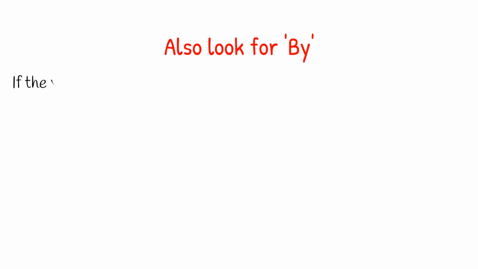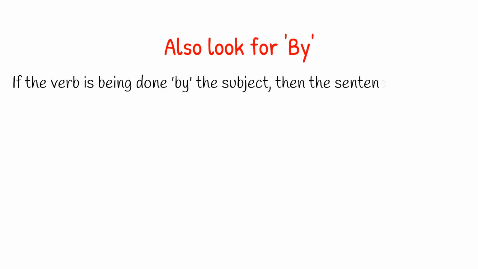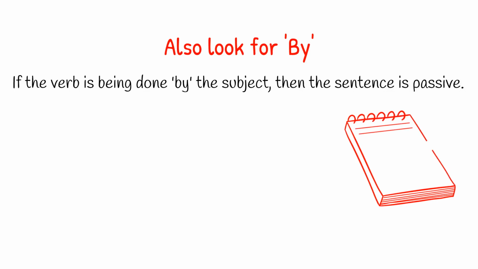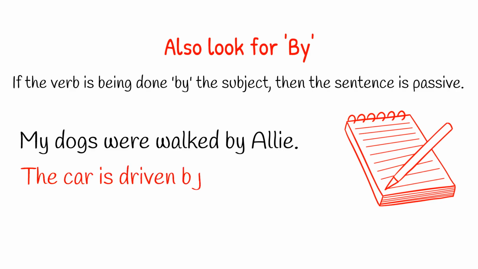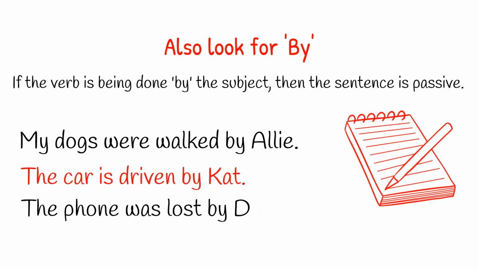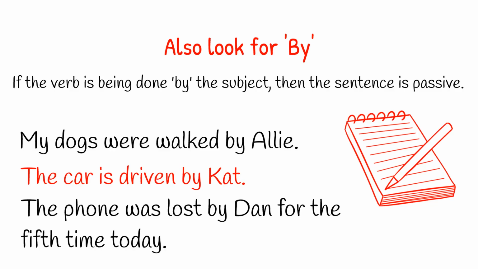Another word that you can look for to identify passive writing is "by." If you go to our website and the blog associated with this video, we'll have the link in the description. There's a worksheet there and you can practice your skills. But you'll notice that almost every example of passive writing has the word "by" in it. If we go back to our examples from before: my dogs were walked by Ali. The car is driven by Kat. The phone was lost by Dan for the fifth time today. Every time it's something was done by the subject, and that's an easy way to identify it. Again, it doesn't happen 100% of the time, but it is more frequent than looking for is, was, and were.